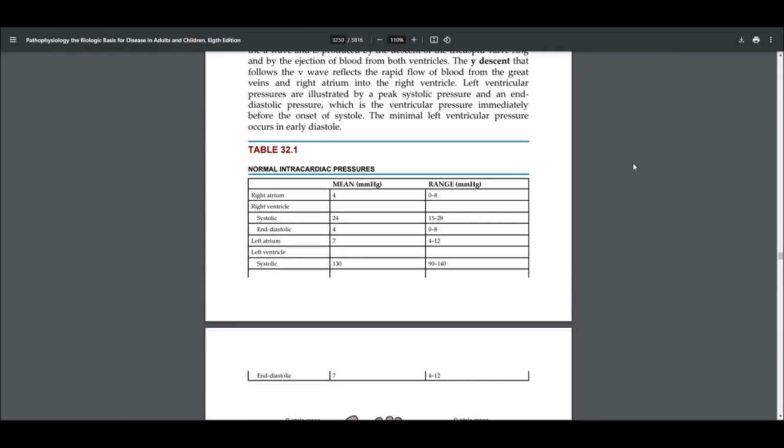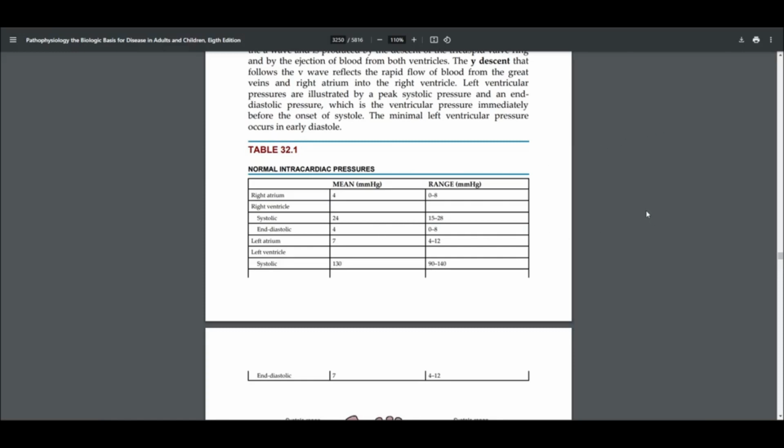So we have some intracardiac pressures. The right atrium, its normal range is anywhere between 0 and 8. The right ventricular systolic mean is 24, but ranges anywhere between 15 to 28. And its end diastolic is anywhere between 0 to 8, with a mean of 4.